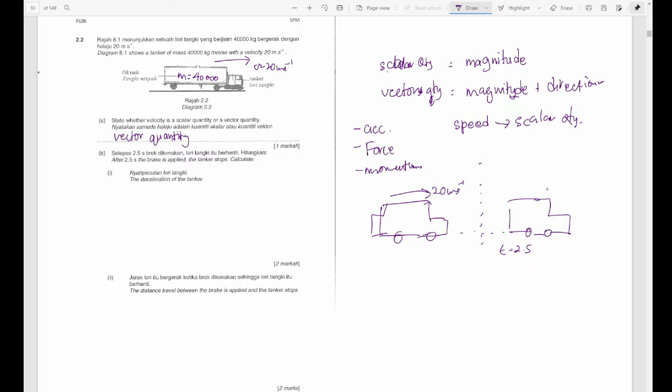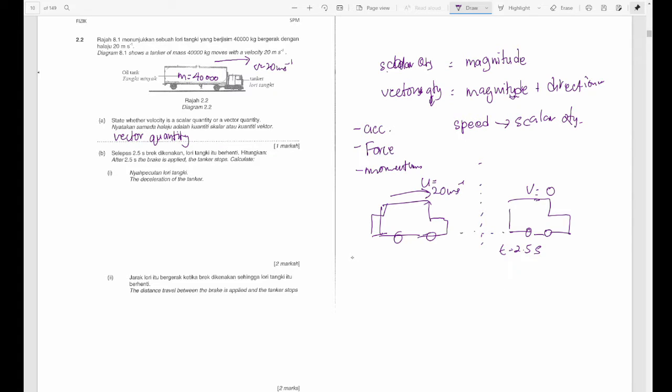So that means the velocity, the speed, is equal to 0. Here you can take this one as your initial velocity, and you can take this one as your final velocity. So the change of velocity occurs in the period of 2.5 seconds. This is the time before the tanker stops.